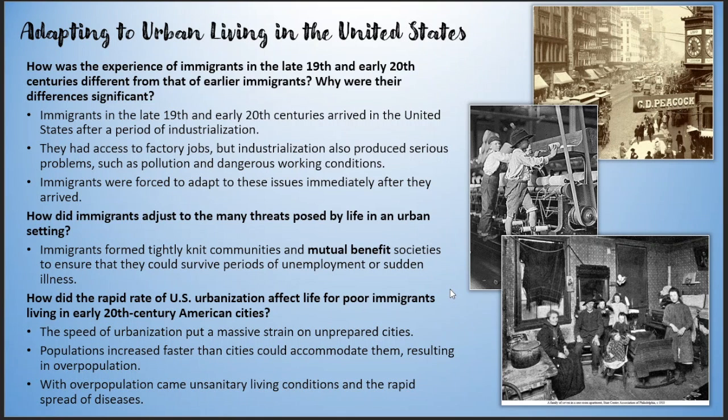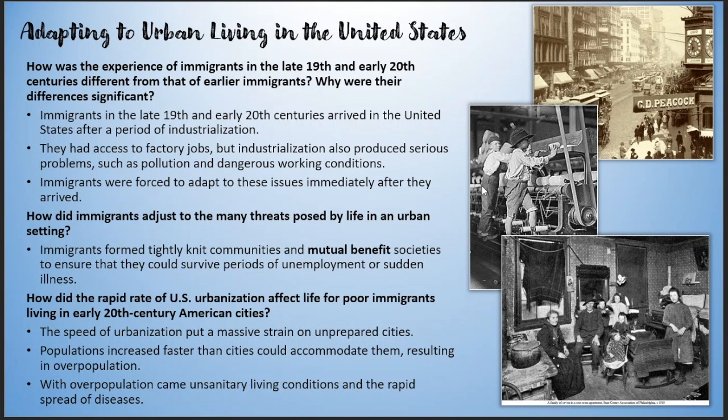In order to adjust to the many threats posed by life in an urban setting, immigrants formed tightly knit communities and mutual benefit societies, which were kind of like insurance societies, to ensure that they could survive periods of unemployment or sudden illness. And how did the rapid rate of U.S. urbanization affect life for poor immigrants living in early 20th century American cities? So the speed of urbanization, or how quickly these cities grew, put a massive strain on cities that were unprepared. Populations increased faster than cities could accommodate them, resulting in overpopulation, and with overpopulation came unsanitary living conditions and the rapid spread of disease.